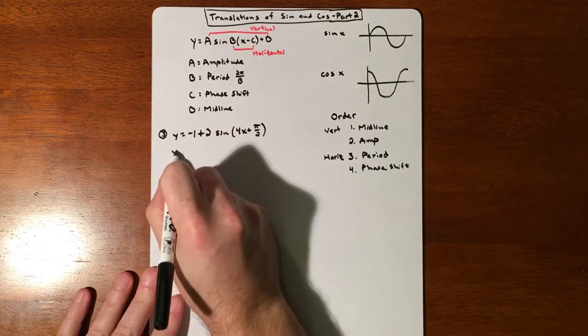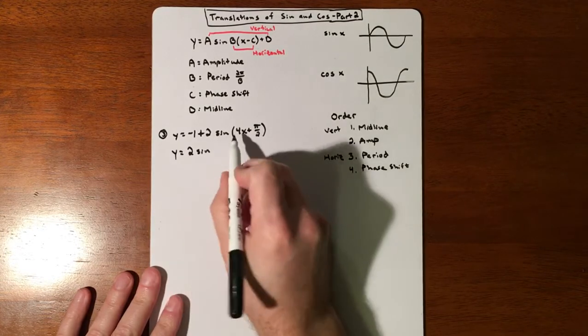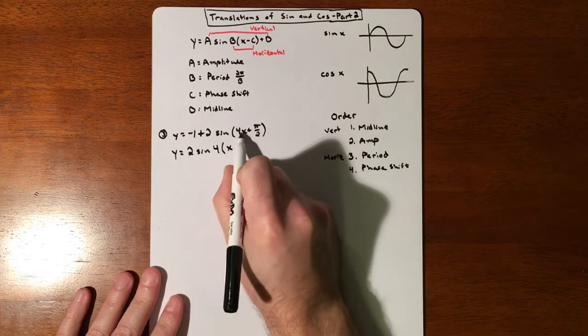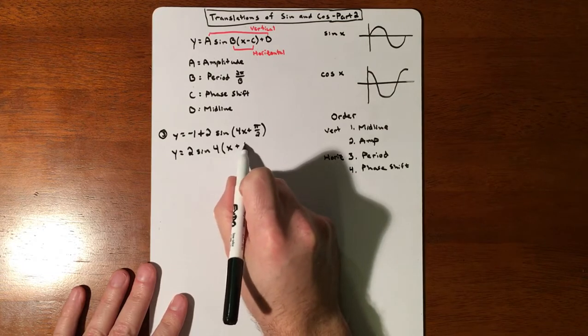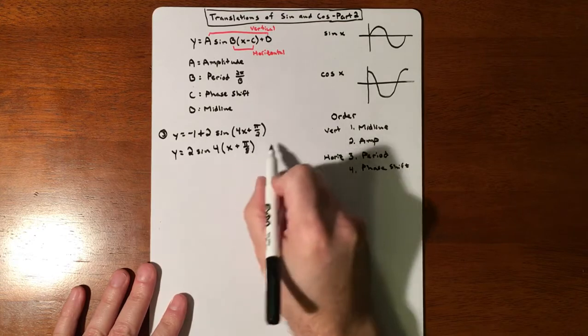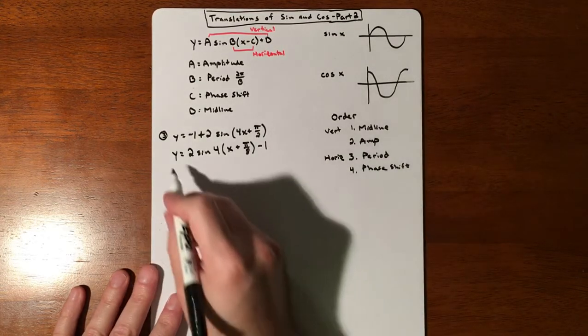So first thing is we're going to have a 2 sine. We're going to factor the 4 off. So if we divide this by 4, we have to divide that by 4, which is going to make it a pi over 8. And then that -1, we're going to shift back there. Okay, so all the pieces.